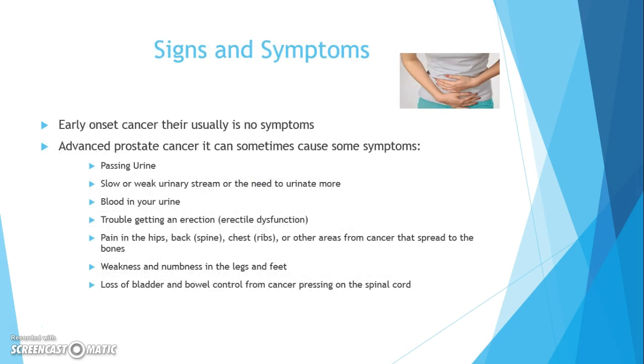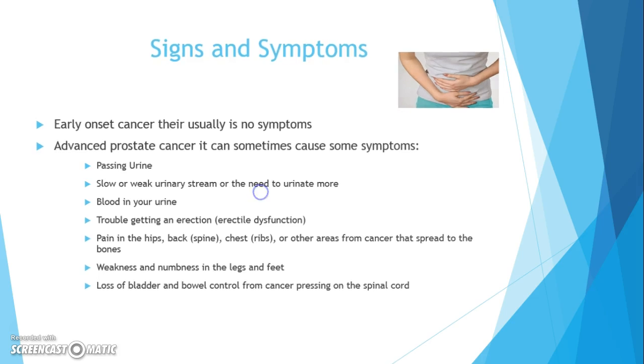In early onset cancer, there usually are no symptoms. Advanced prostate cancer can sometimes cause symptoms like slow or weak urinary stream, or the need to urinate more, blood in the urine, trouble getting an erection, erectile dysfunction, pain in the hips, back, chest, or other areas from cancer that has spread to the bones, weakness and numbness in the legs and feet, and loss of bladder and bowel control from cancer pressing on the spinal cord.